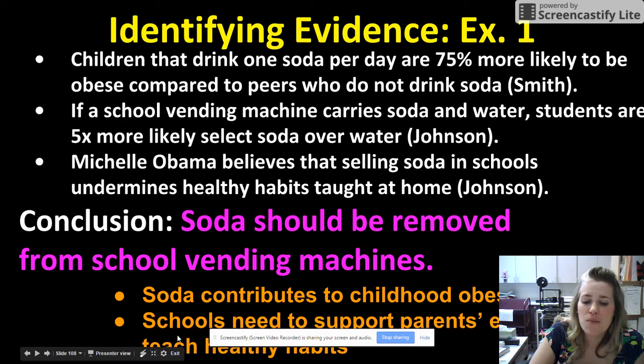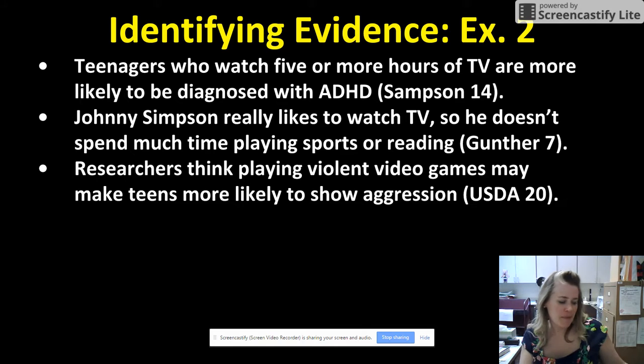So if I look back at my evidence, I have a piece that talks about kids picking soda if given the choice, and Michelle Obama thinking that soda in schools undermines healthy habits. I think both of these ideas can be summarized with the idea that schools need to support parents' efforts to teach healthy habits. Let's look at another example.